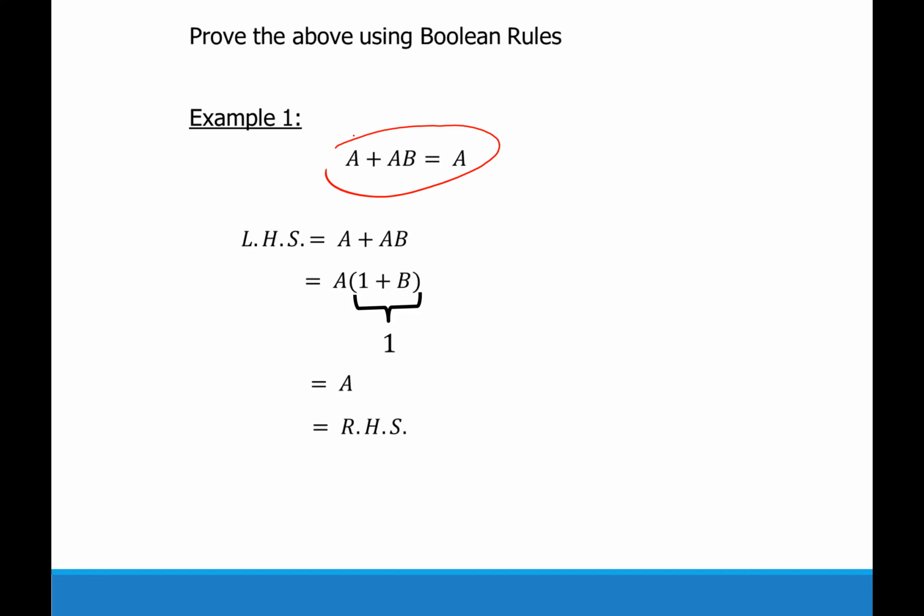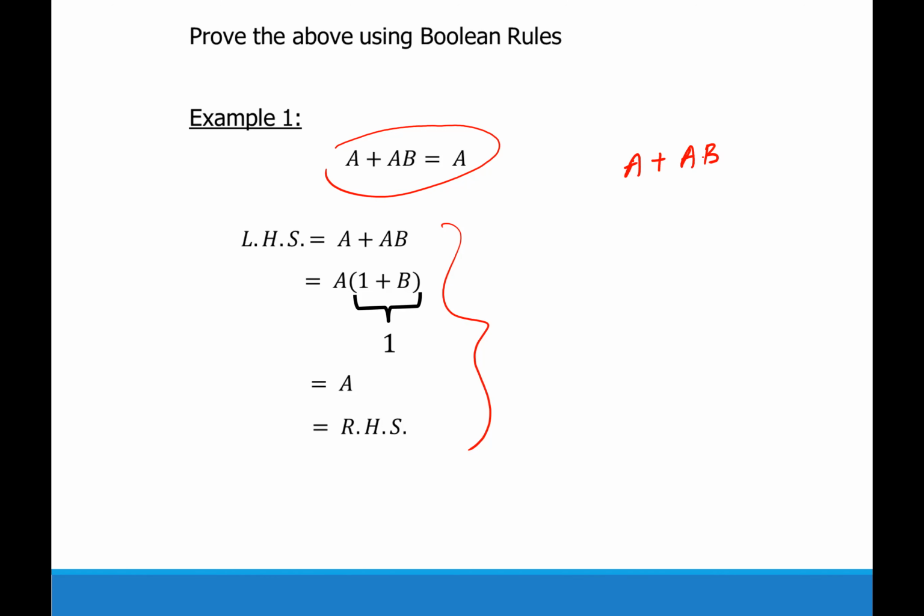To do that, here we have the answer. We'll start from the left-hand side, because on the other side we have only A, so we cannot simplify it. So we'll start from the left-hand side. We have A plus AB, right? Now how do we simplify this one?